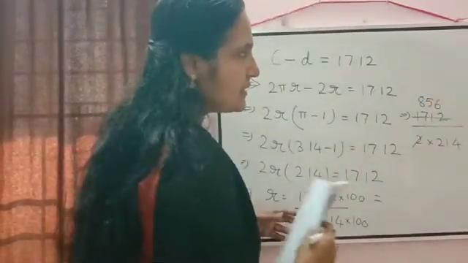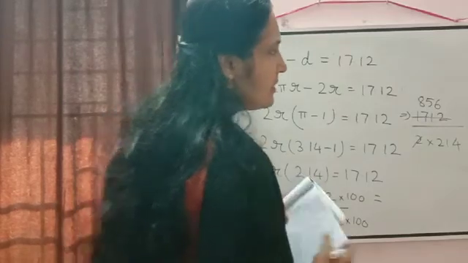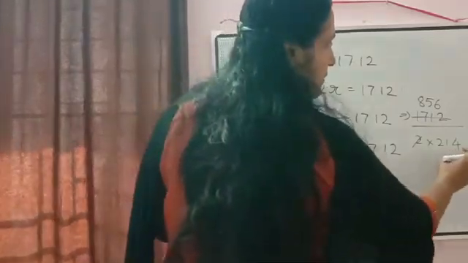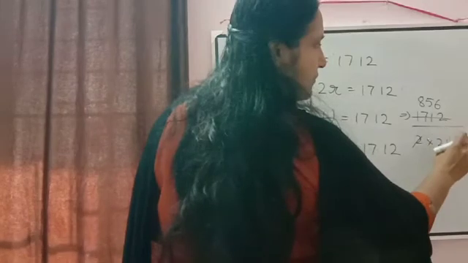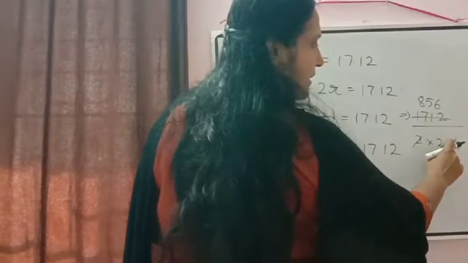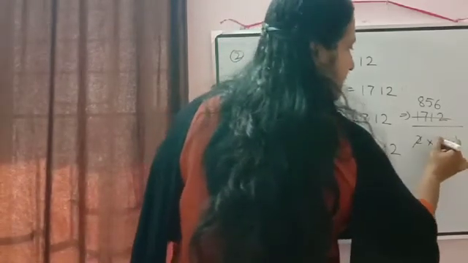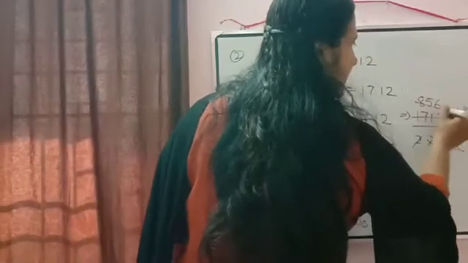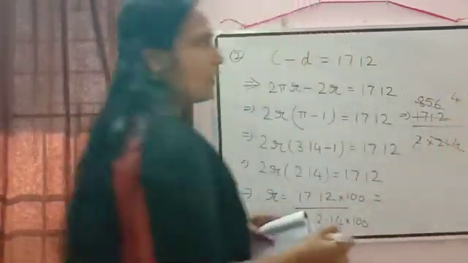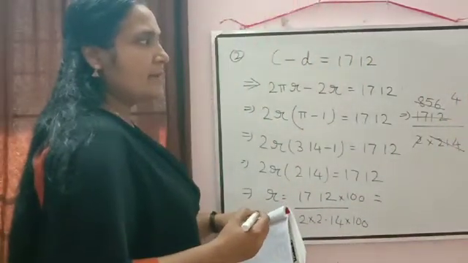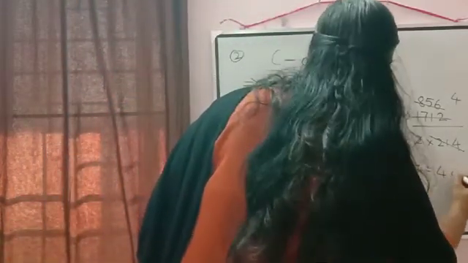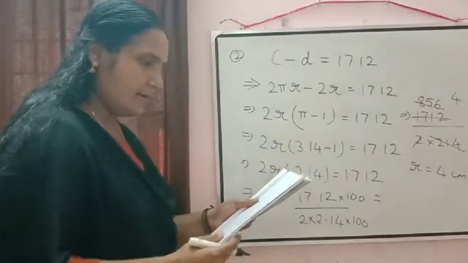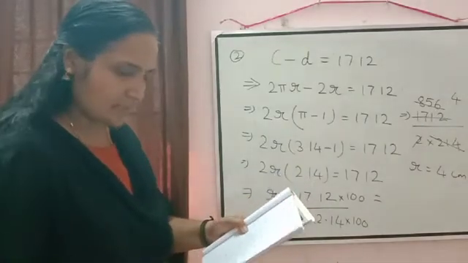So just to check whether it is divisible by 4: 4 4s are 16, carry over 1. So 4 1s are 4 plus 1, 5. 4 2s are 8. So directly I am cancelling it by 214. So 214 into 4 is 856. So we got the radius is equal to 4 centimeter. Radius is equal to 4 centimeter.